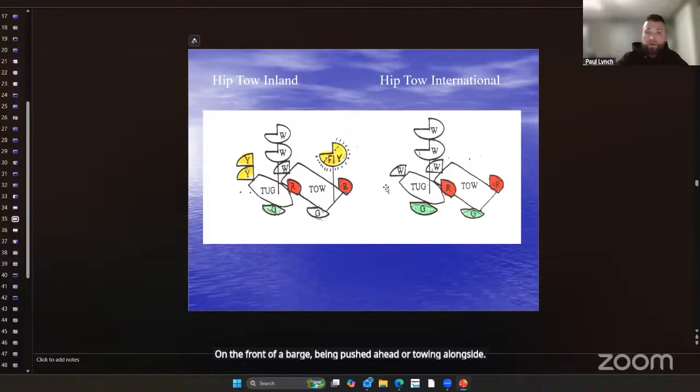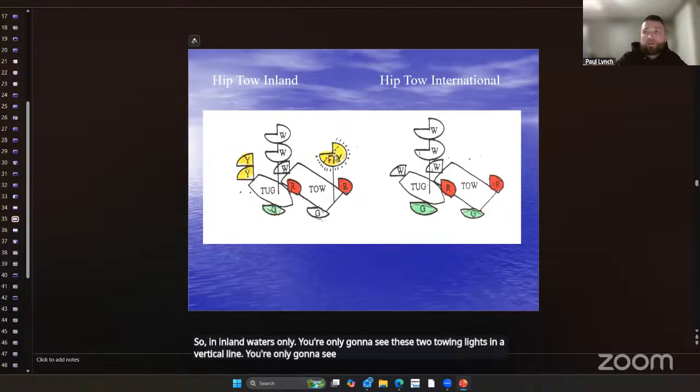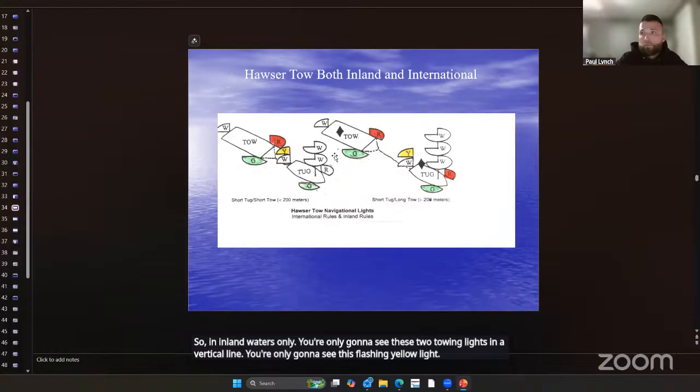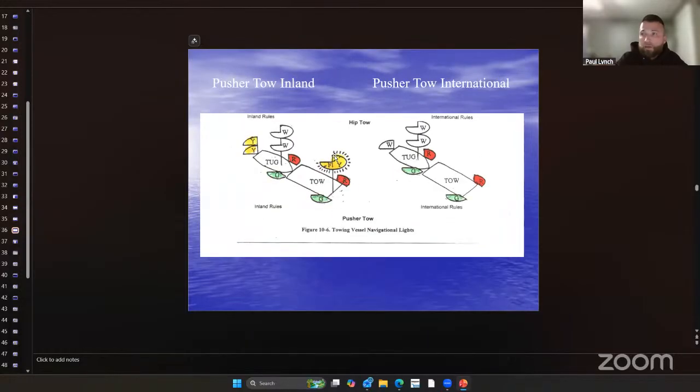And it's yellow over yellow pushing in another fellow and towing alongside, inland only. So in inland waters only, you're only going to see these two towing lights in a vertical line. You're only going to see this flashing yellow light. Same thing. Inland only, you only see yellow.